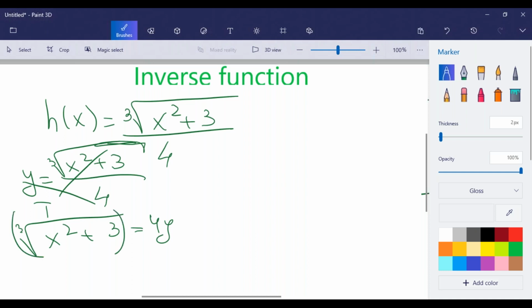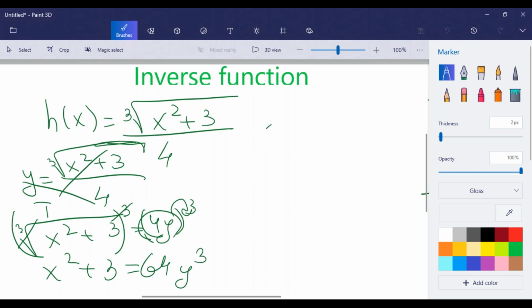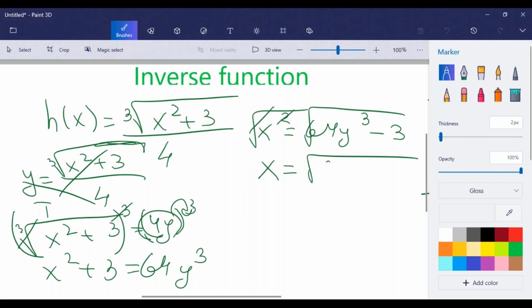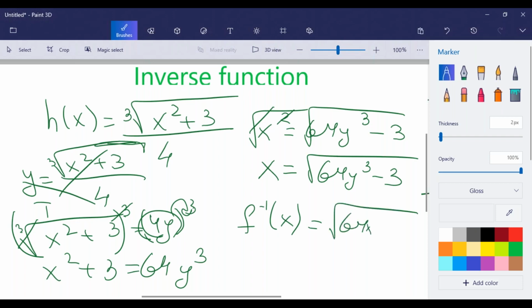That's why I am raising both sides to the power of 3. I'm canceling the cubic root, so x squared plus 3 equals 4 cubed, which is 64, times y cubed. x squared equals 64y cubed minus 3. How to cancel the square power? I need the square root. x equals the square root of 64y cubed minus 3. f to the power of negative 1 of x equals the square root of 64x cubed minus 3. That's all. And the last one.